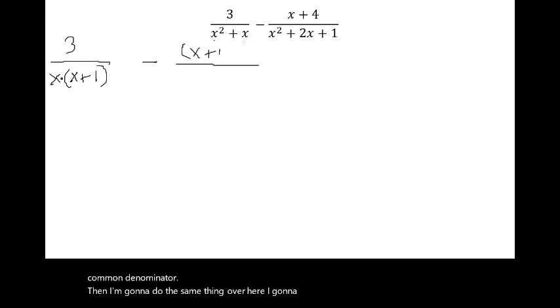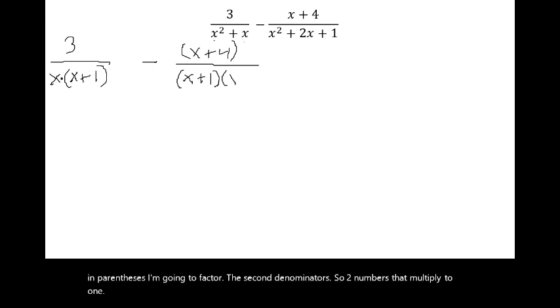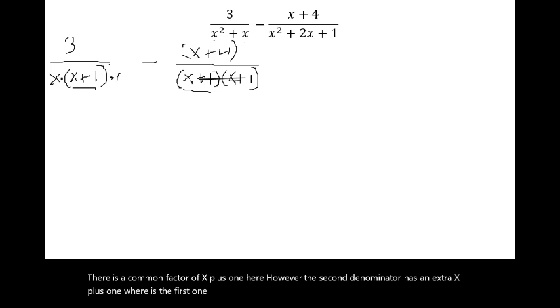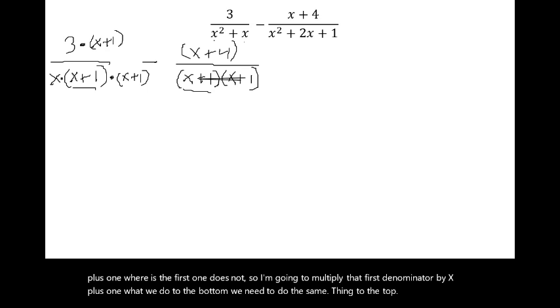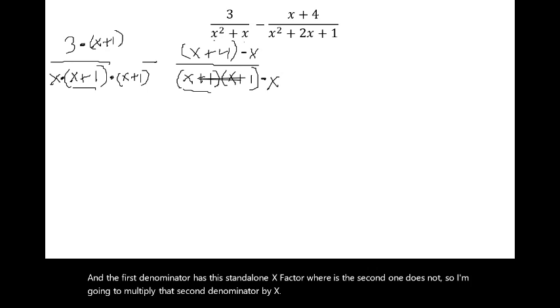Then I'm going to do the same thing over here. I'm going to put the x plus 4 in the numerator in parentheses, and I'm going to factor the second denominator. So two numbers that multiply to 1 and add up to 2 are x plus 1 times x plus 1. So there is a common factor of x plus 1 here. However, the second denominator has an extra x plus 1, whereas the first one does not. So I'm going to multiply that first denominator by x plus 1. What we do to the bottom, we need to do the same thing to the top. And the first denominator has this standalone x factor, whereas the second one does not. So I'm going to multiply that second denominator by x, and then do the same thing to the top.